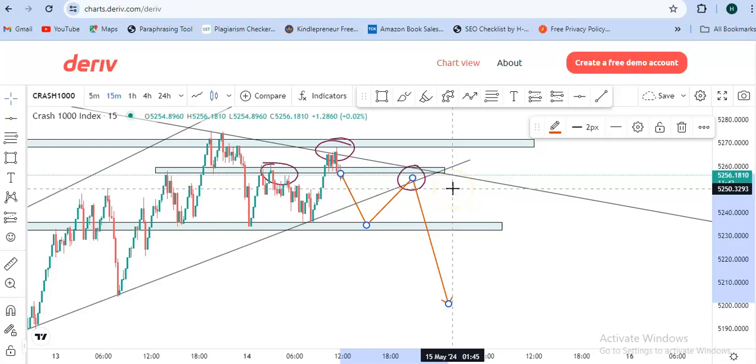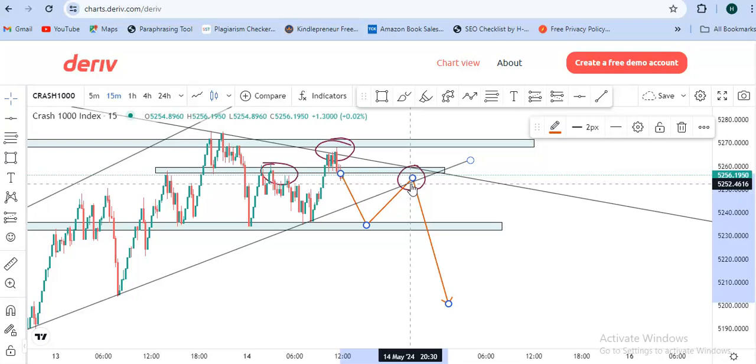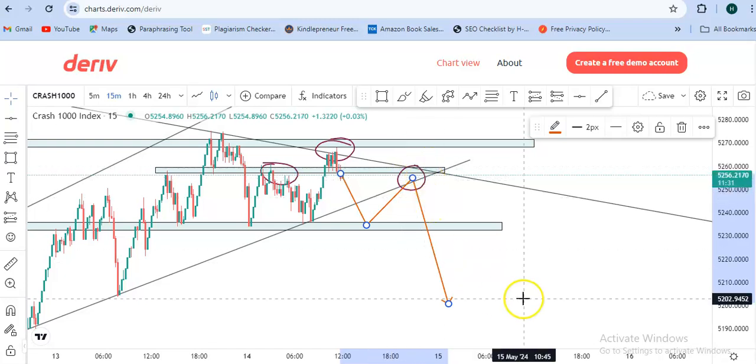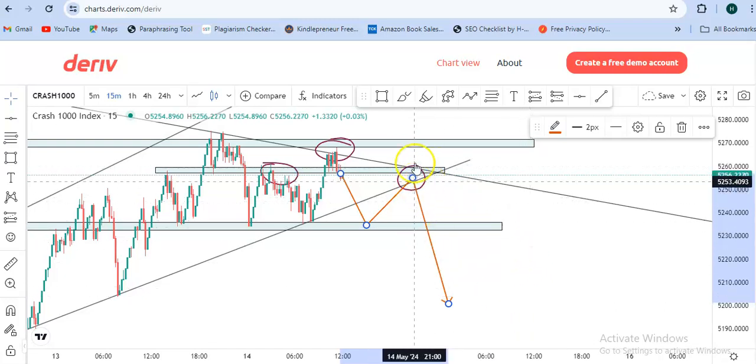Mind you, like I told you in my last video on Crash 500, the market getting to this point, I think I'll be trying to follow up this with this analysis. The market getting to this point, it won't just hit there and start reversing immediately. A lot of things might happen. The market might be consolidating here first.